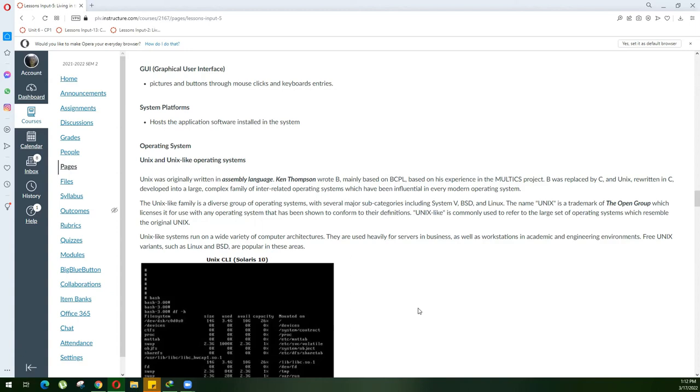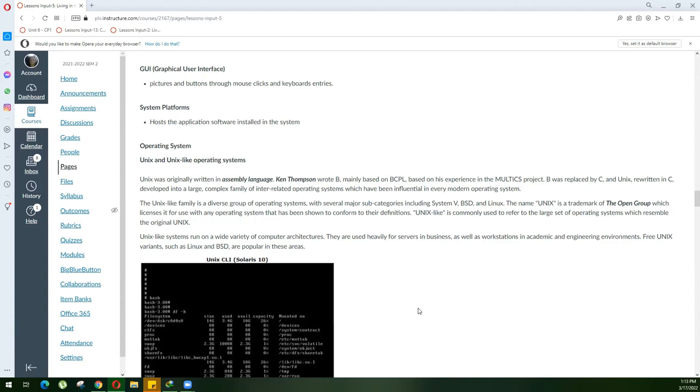Based on his experience in the Multics project, B was replaced by C, and Unix, rewritten in C, developed into a large complex family of interrelated OS, which has been influential in every modern OS. The Unix-like family is a diverse group of OS with several major subcategories, including System V, BSD, and Linux. The term Unix is a trademark of the Open Group, which licenses it for use with any OS that has been shown to conform to their definitions. Unix-like is commonly used to refer to the large set of OS which resembles the original Unix.